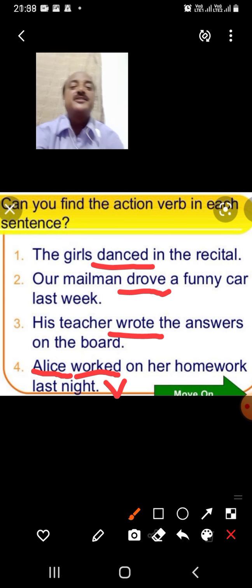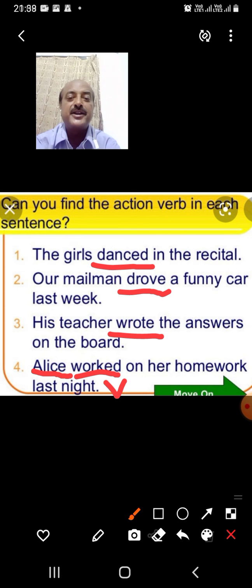So students, these were some examples of action words. In my previous video, I explained to you about some examples of helping verbs. Danced, drove, wrote, work, read, write, jump, swim, skip, eat, laugh, all these are action words. Some action is being done by someone.